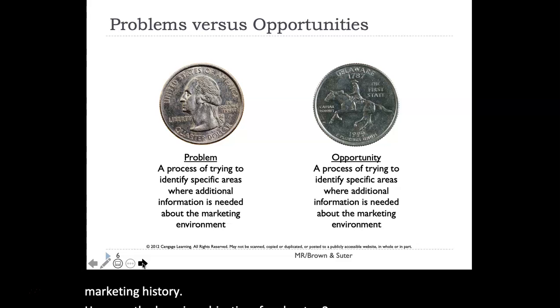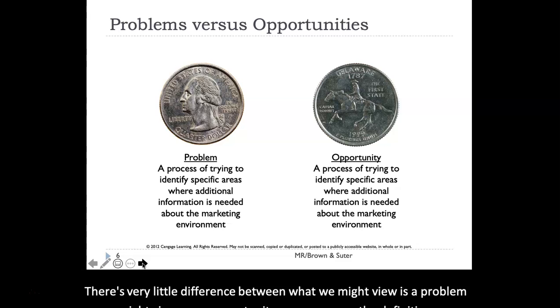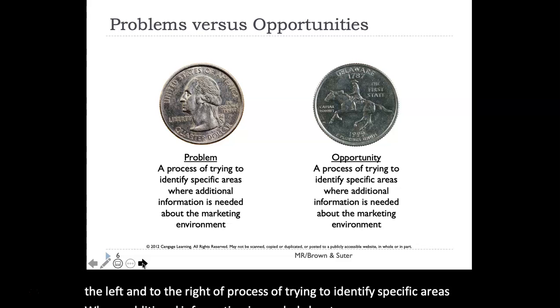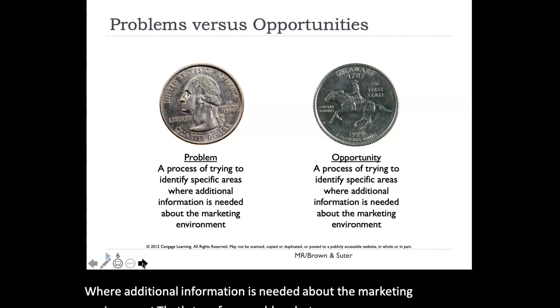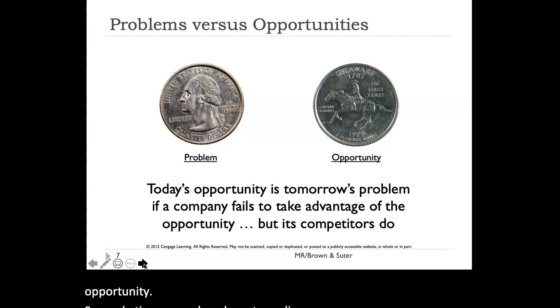Problems versus opportunities. Really, the only thing this slide is saying is there's very little difference between what we might view as a problem or what we might view as an opportunity. As you can see, the definition on the left and on the right is a process of trying to identify specific areas where additional information is needed about the marketing environment. That's true for a problem, but it's also true for an opportunity. So marketing researchers have to realize that there's very little difference between the two.